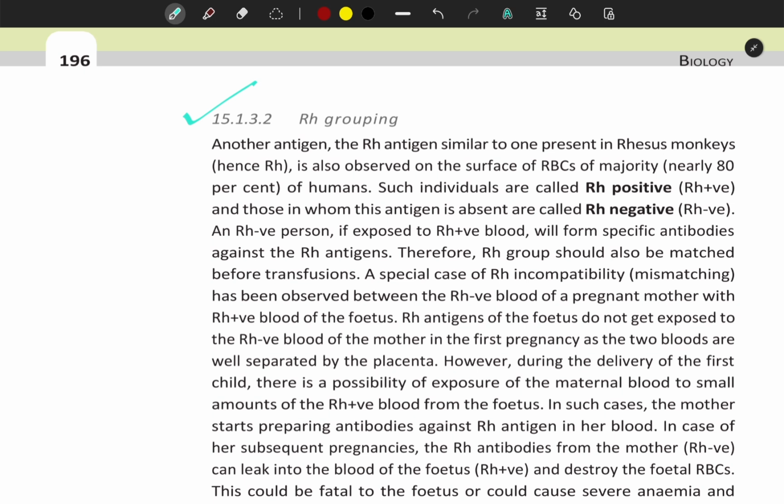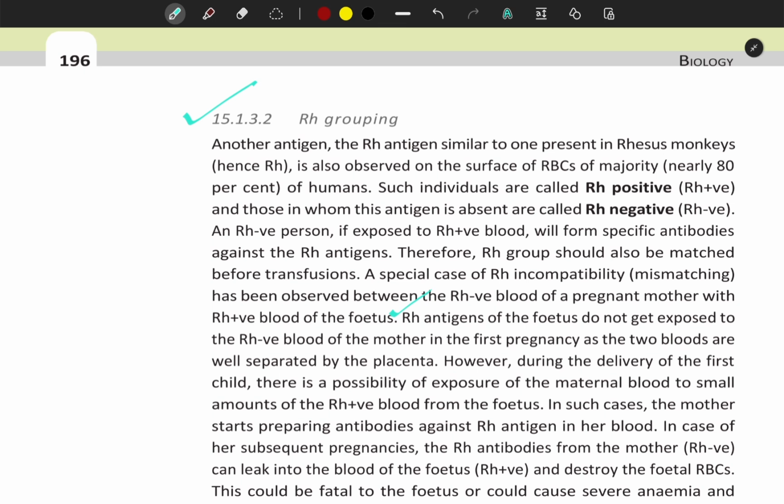A special case of Rh incompatibility, that is, mismatching, has been observed between the Rh negative blood of a pregnant mother with Rh positive blood of the fetus. Rh antigens of the fetus do not get exposed to the Rh negative blood of the mother in the first pregnancy, as the two bloods are well separated by the placenta. However, during the delivery of the first child, there is a possibility of exposure of the maternal blood to small amounts of Rh positive blood from the fetus.